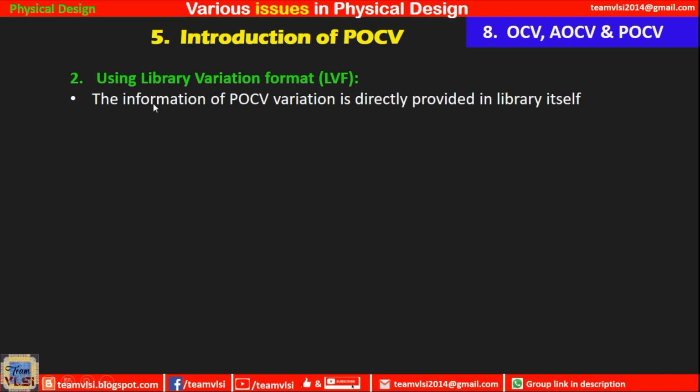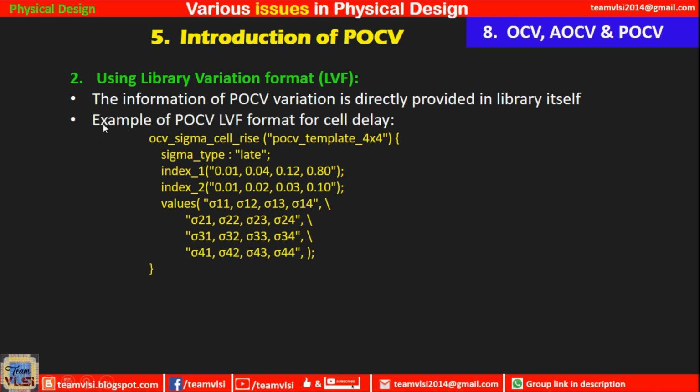Then the second way of providing the delay coefficient is using the library variation format, that is LVF format. The information of POCV variation is directly provided in the library itself. Here is an example of POCV LVF format for the cell delay. Here you can see the sigma type is late, and there are two indices, index 1 and index 2, and its template is 4x4. It could be either 6x6, 8x8 or more.